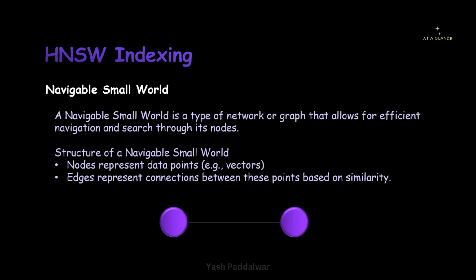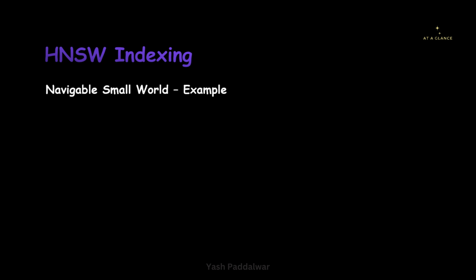I hope you have got a basic idea of what exactly a navigable small world is. By looking at an example, it will be very clear to you all. So now we are going to look into the example of a navigable small world. Let's say you have a certain number of documents. Now what exactly is a document? You can think that a document is one chunk, that chunk which you are going to feed into the vector DB in the form of vectors.